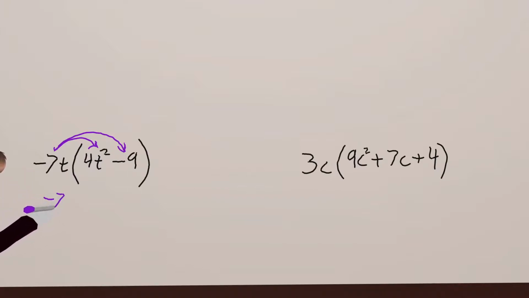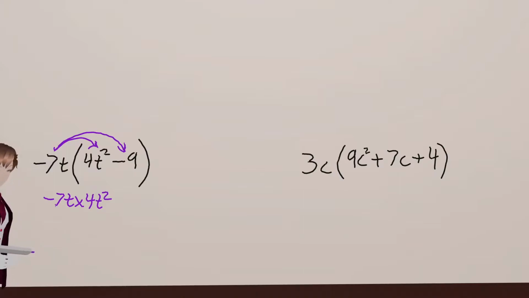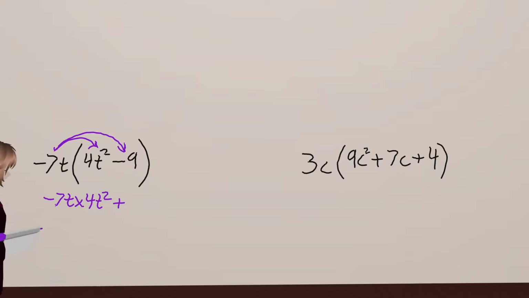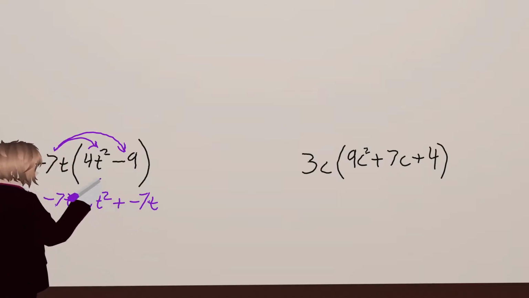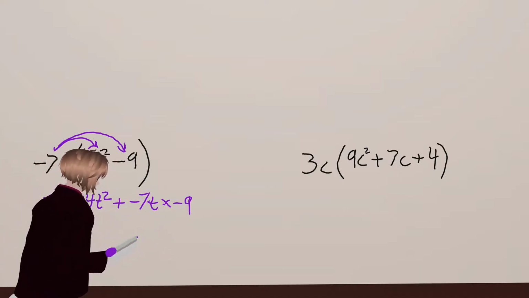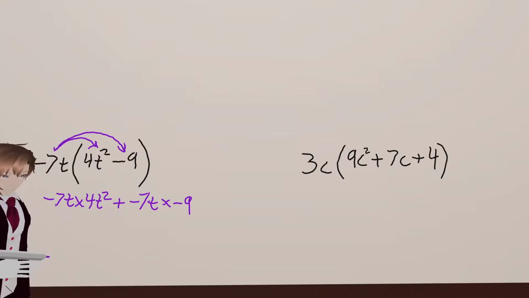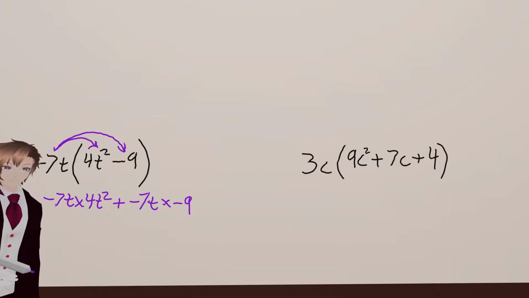This gives us negative 7t times 4t squared, and we also have negative 7t times negative 9. As I said before, the "and" is important because that is my plus. So our next step is to then simplify this.